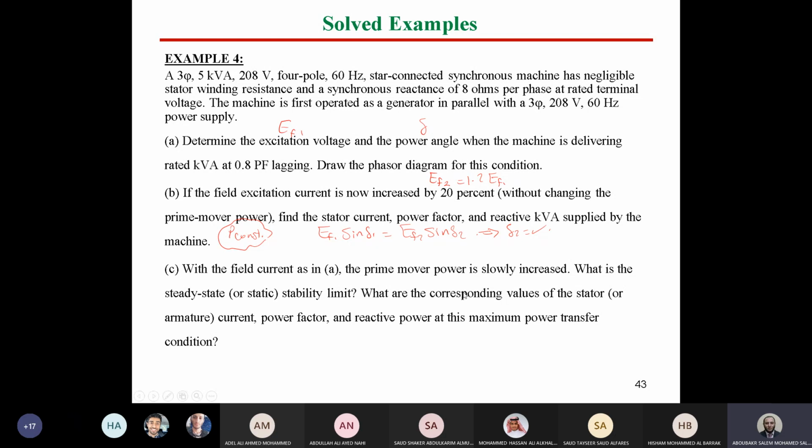And what are the corresponding values of the stator or armature current, power factor, and reactive power at this maximum power transfer condition? So at maximum power transfer condition, which means delta equals 90 degrees, with the same value of excitation in part A, we need to calculate or repeat the calculation of current, power factor, and reactive power. Is it clear?